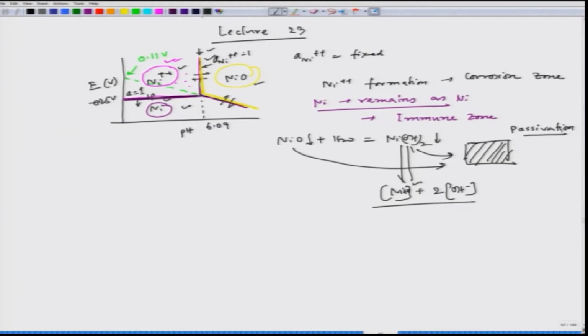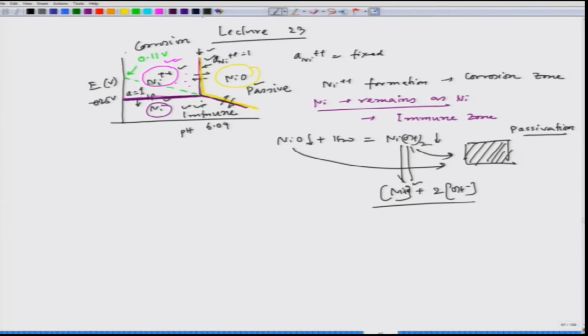So, we call it passivation. This zone we call the passive zone. This is immune, and this zone is corrosion. So, we have 3 zones specified according to the calculations we have done. In this zone we have immune, that means nickel remains as nickel, no corrosion would take place.